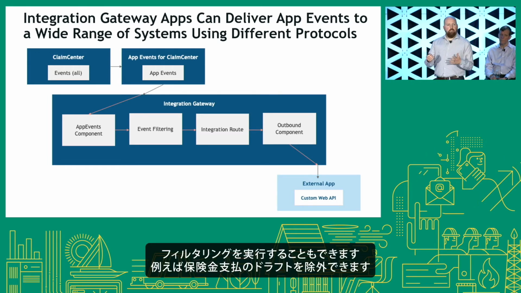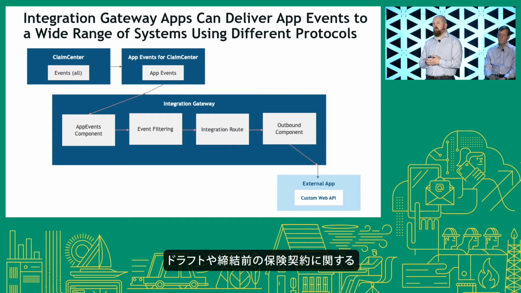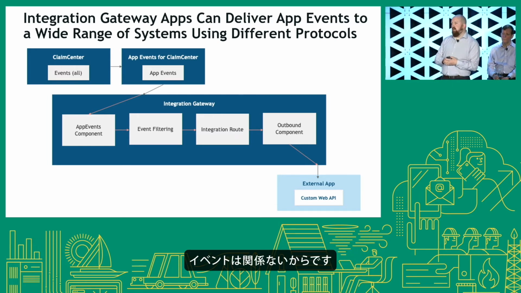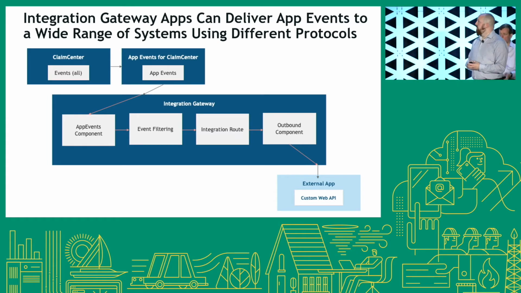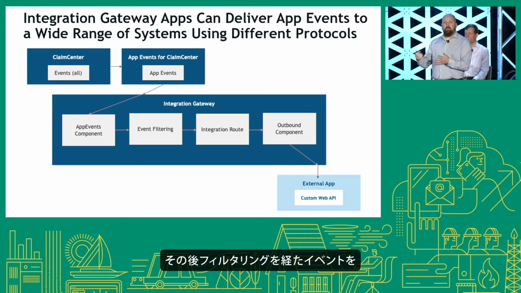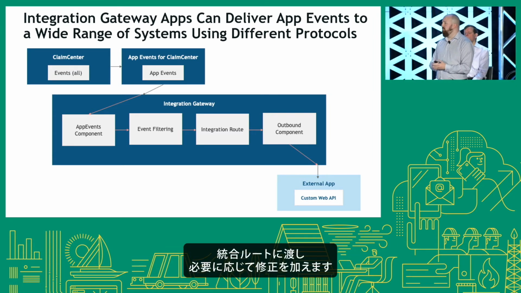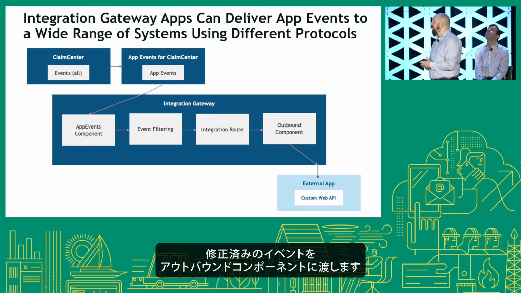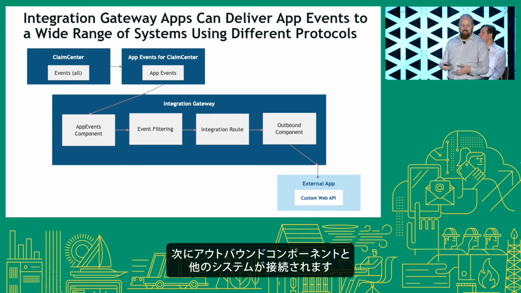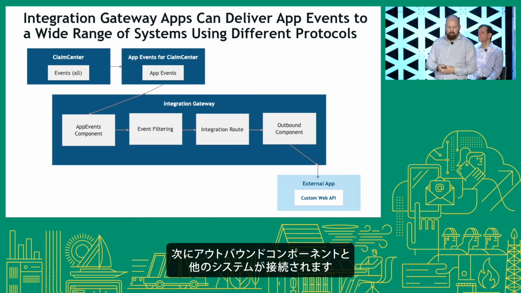It can even do additional filtering, like maybe removing claims that are still draft. We don't care about events on draft claims or policies that aren't yet bound. It then hands off any events that make it through that filtering to your integration route, where you manipulate them as you want. You hand them to an outbound component, and that makes its way to another system.